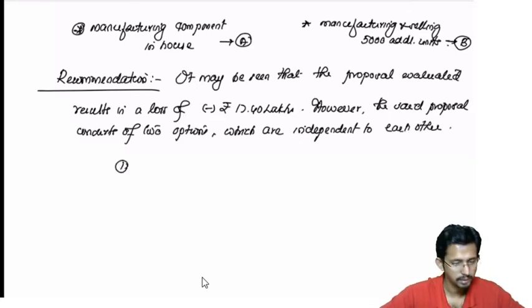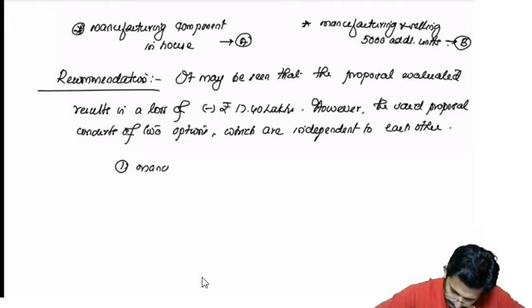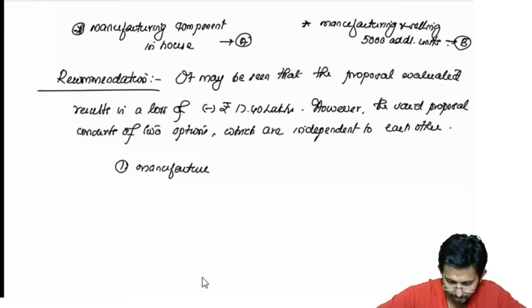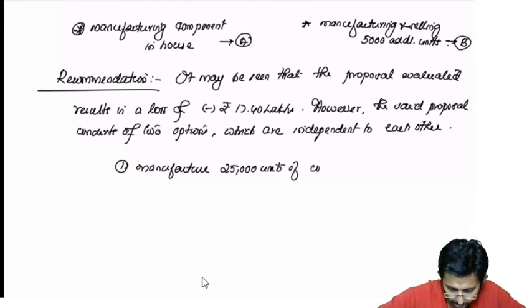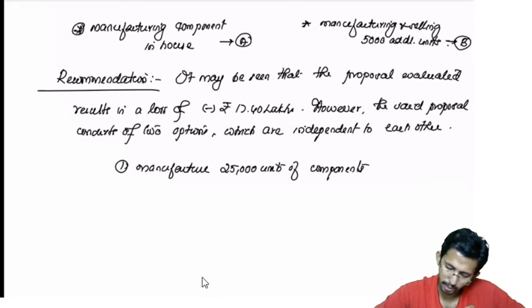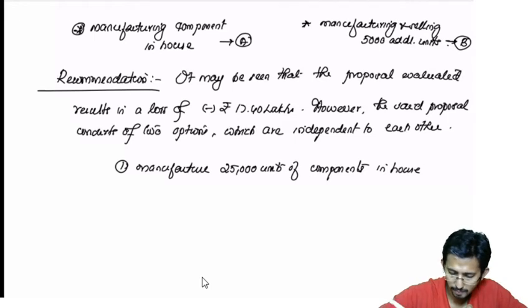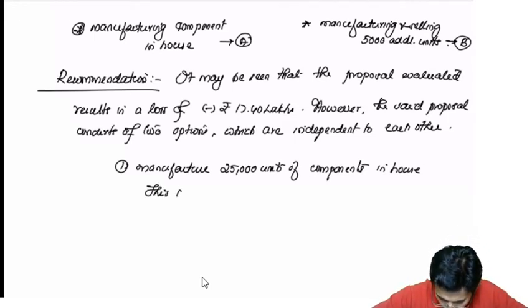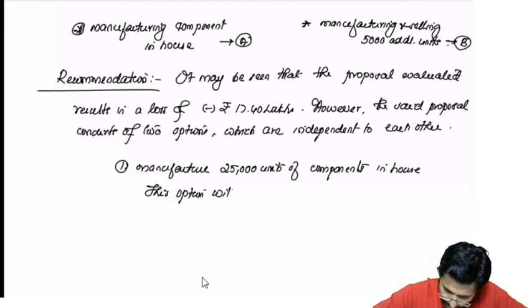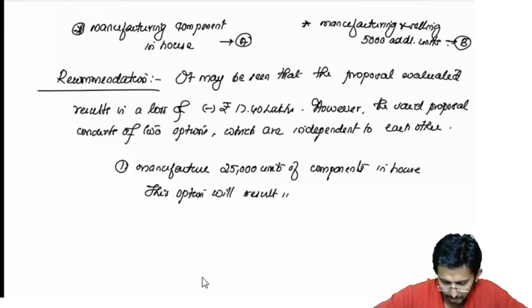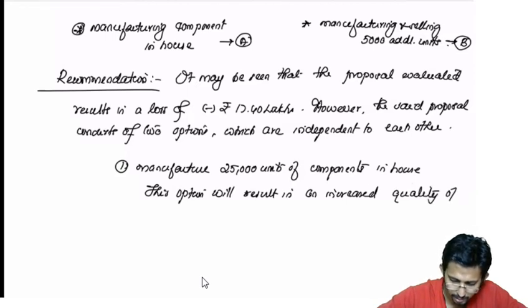One, manufacture 25,000 units of components in-house. This option will result in an increased quality of the finished goods.